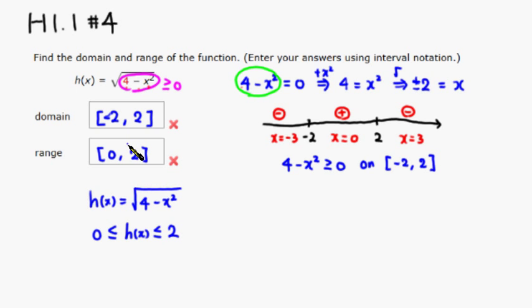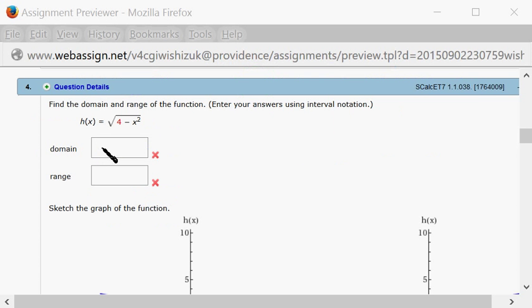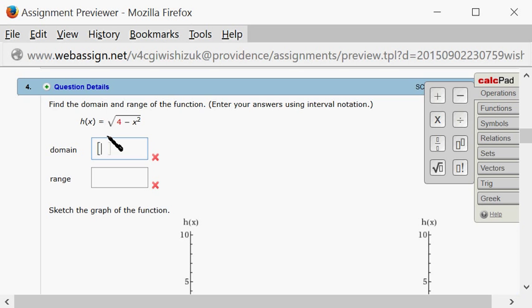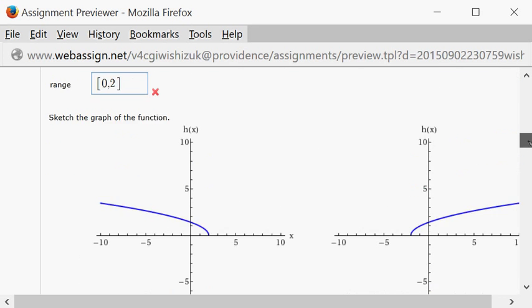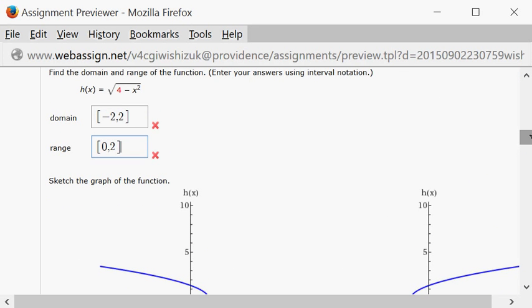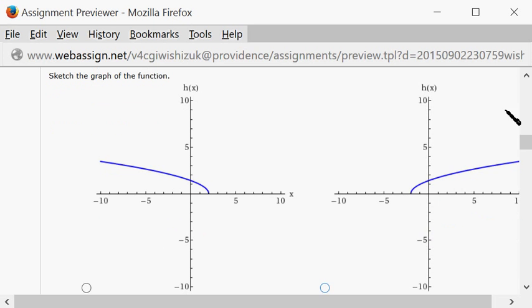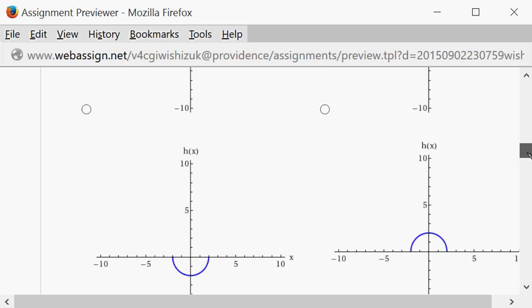So let's type this in. The domain we found was square bracket, negative 2 to positive 2. The range is going to be 0 to 2. And then the next question is, can we sketch the picture? Remember that when x equals negative 2 and positive 2, the function is 0, which means that it hits the x-axis. So this one doesn't hit the x-axis here, and this one doesn't hit the axis at x equals 2, so those are not right.